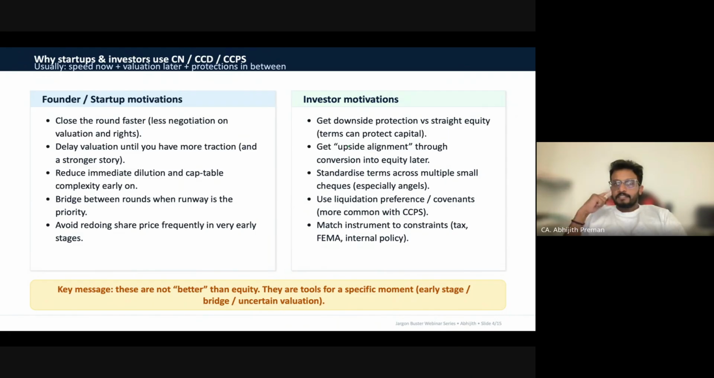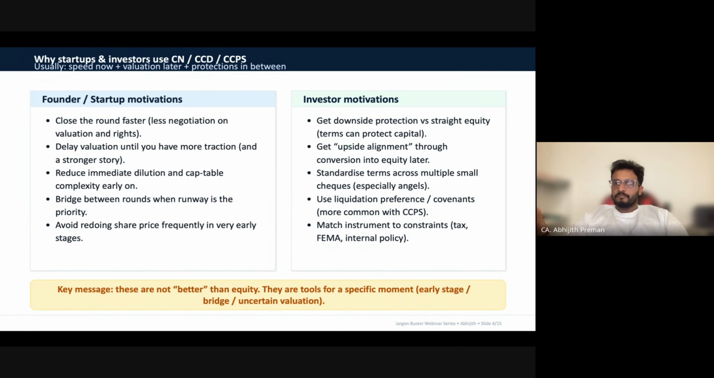Then standardized terms across multiple small checks. When multiple people are joining in the same round, convertible instruments help them standardize the terms. Because there are fewer terms, it's easy for them to align and come into the company. Then use liquidation preference or covenants, more common with CCPS.